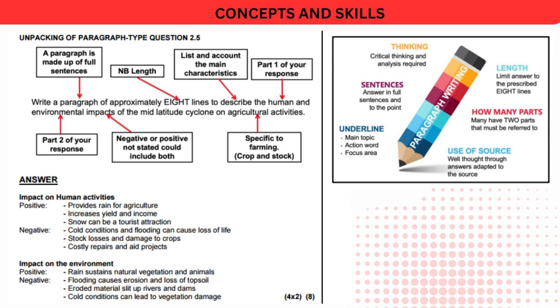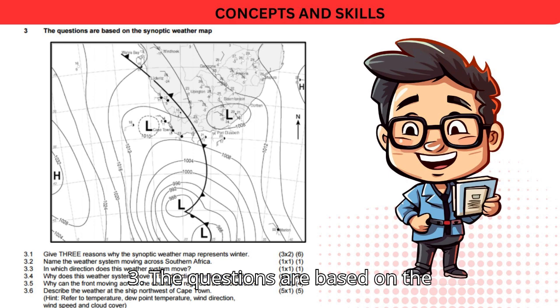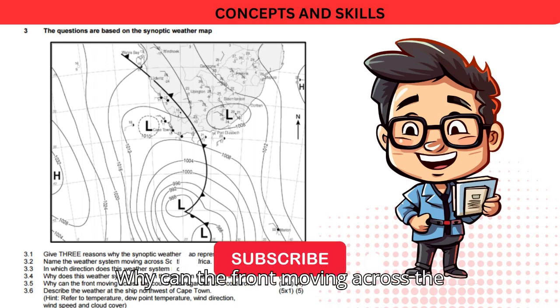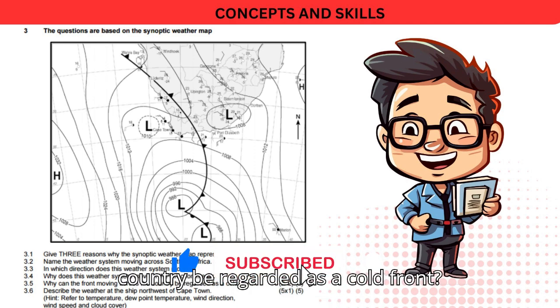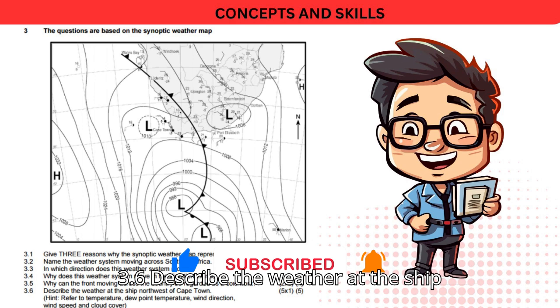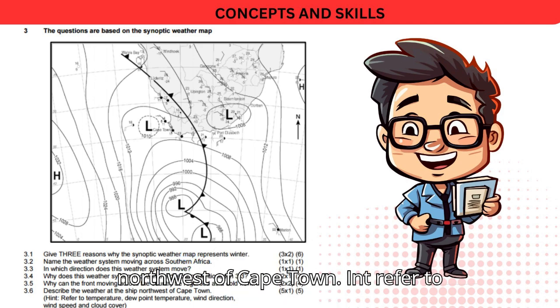3. The questions are based on the synoptic weather map. 3.1 Give 3 reasons why the synoptic weather map represents winter. 3.2 Name the weather system moving across southern Africa. 3.3 In which direction does this weather system move? 3.4 Why does this weather system move in the direction mentioned in 3.3? 3.5 Why can the front moving across the country be regarded as a cold front? 3.6 Describe the weather at the ship northwest of Cape Town. Hint: refer to temperature, dew point temperature, wind direction, wind speed and cloud cover.